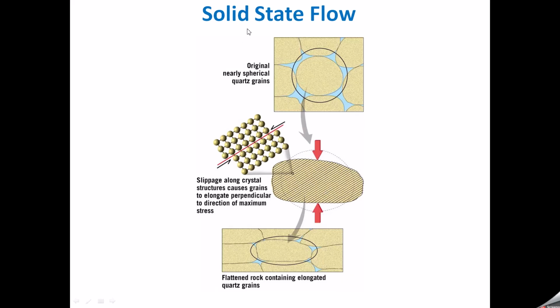And here we have solid state flow. These grains of sand, quartz grains, when pressure is applied, what happens to this grain? For example, this grain starts slipping or having zones of slippage or fractures inside the crystals, and then the crystal rearranges perpendicular to the stress, and the shape of the grain changes from circular to elongated or flattened. And this is rearrangement of the grains in a solid state.